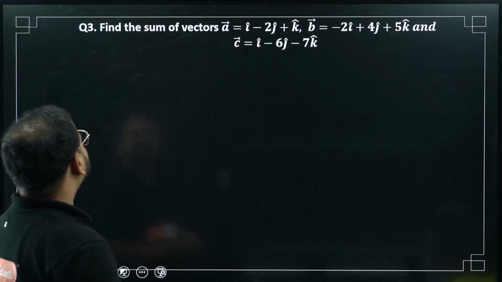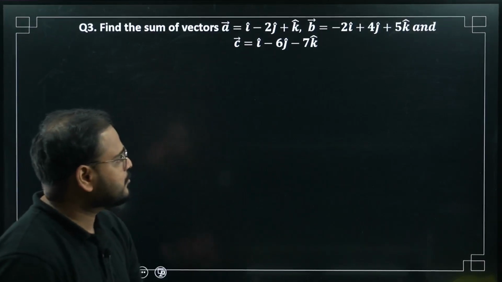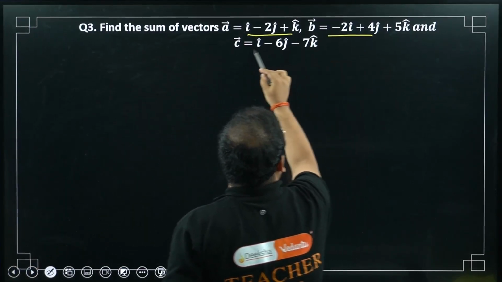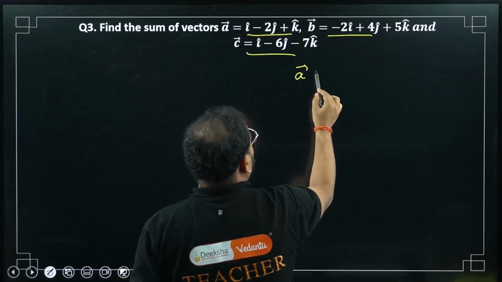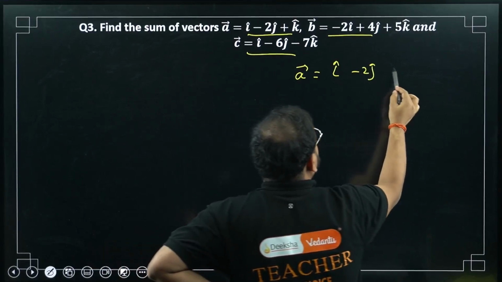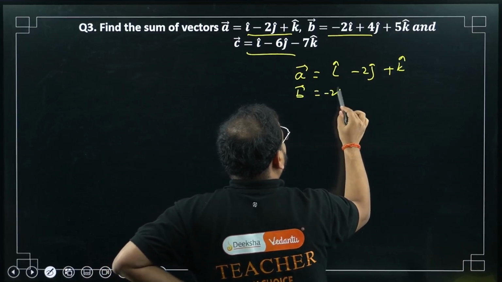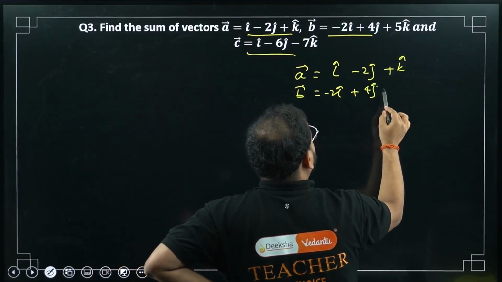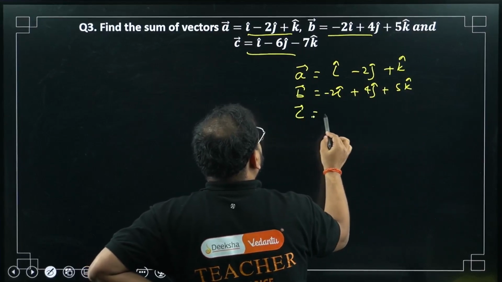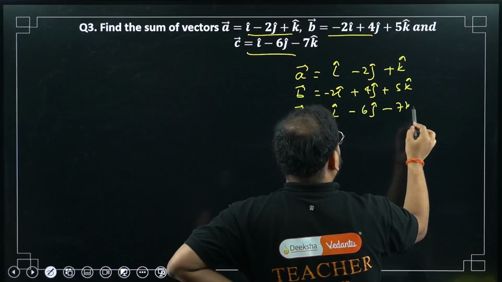Find the sum of vectors. They've given three vectors here, so check the sum of all three. Vector A is i cap minus 2j cap plus k cap. Vector B is minus 2i cap plus 4j cap plus 5k cap. And vector C is i cap minus 6j cap minus 7k cap.